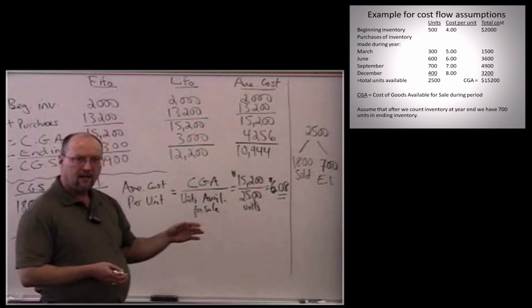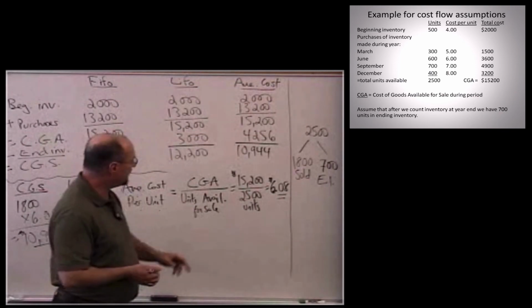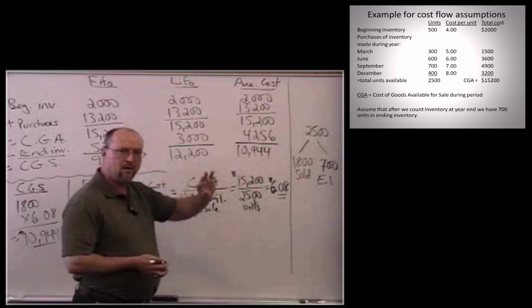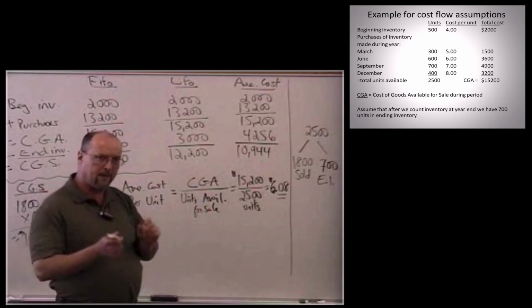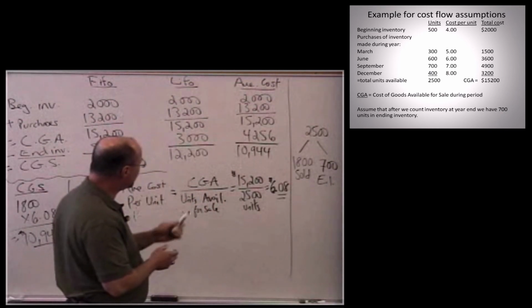6.07842, whatever, if you round to 2 decimals, you may have a slight rounding error. And that means these numbers wouldn't mathematically work. They'd be off by $1 or $2 or a few bucks, but you should be able to recognize a rounding difference. Okay, so let's take a look at these 3 methods.